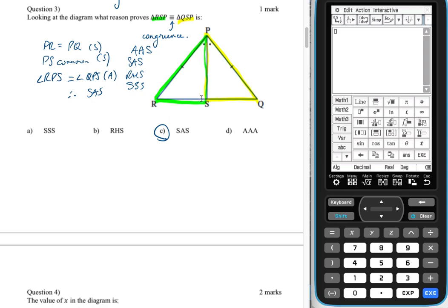Now, we can't assume RHS because, look, there's no right angle there. So we just use the information we're given. All right, it's 1 mark.